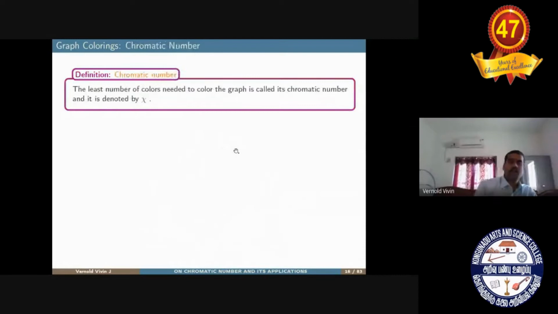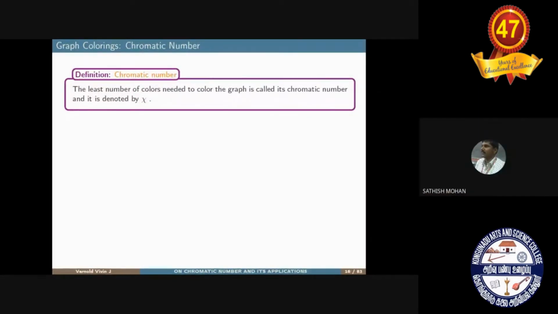So here I go for the definition of a chromatic number. The least number of colors needed to color the graph is called its chromatic number, that is denoted by χ.